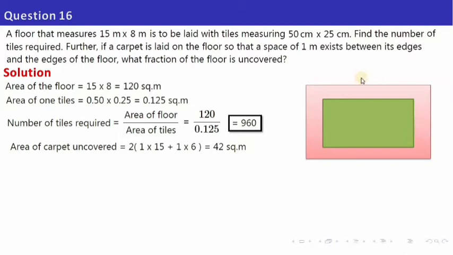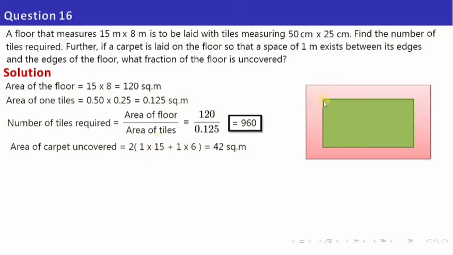Remember the dimension. Dimension is from here to here is 15 and from here to here is 8. Remember, and the width is given to you, 1 meter all along. So this is one rectangle and there's one more similar rectangle, this one, whose length is going to be 15 meter and width is going to be 1 meter. So its area is going to be 15 into 1.